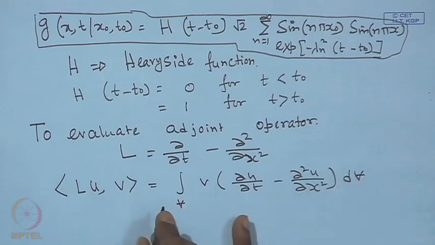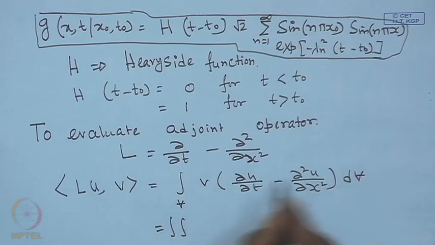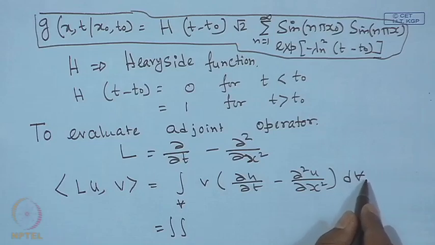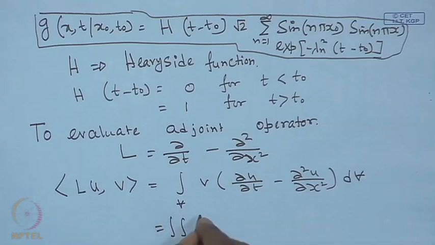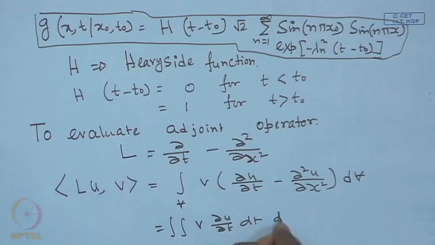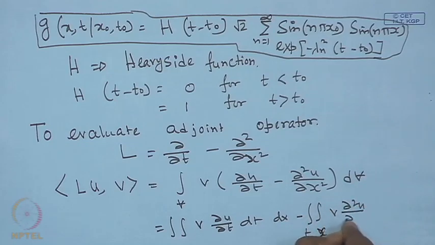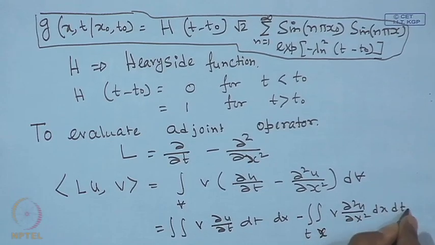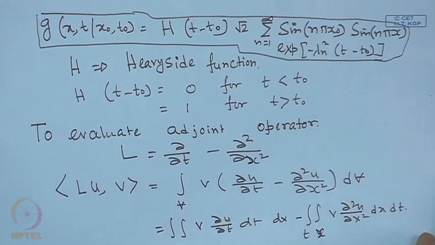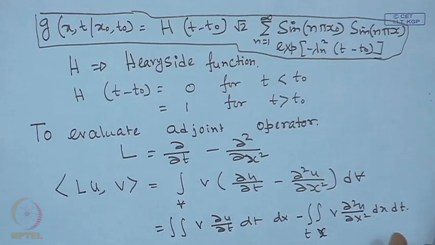So, it will be a double integration, because this dV is a two dimensional problem, it will be dt dx. So, it will be a double integration, one over t, another over x. So, it will be v del u del t dt dx minus the integration over t, integration over x, of v del square u del x square dx dt. Okay. So, we carry out the integration by parts.